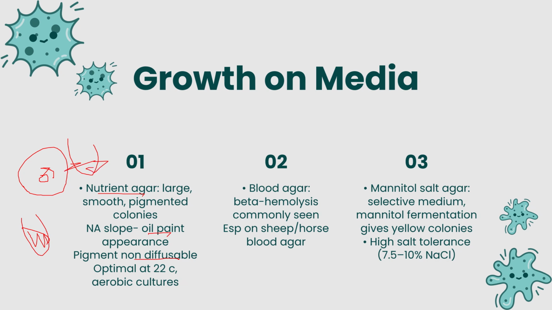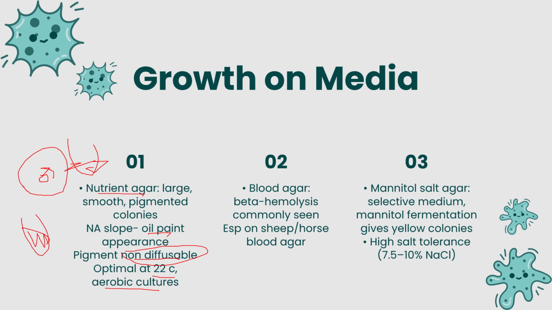So the Staphylococcus is the opposite. It is non-diffusible, which means it will not leave the colony and go into the solid or liquid medium. And this pigment is produced best at 22 degrees centigrade in aerobic culture. So if this condition is given, the pigment is enhanced or best formed.